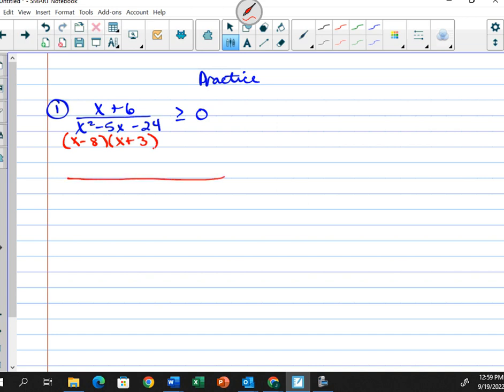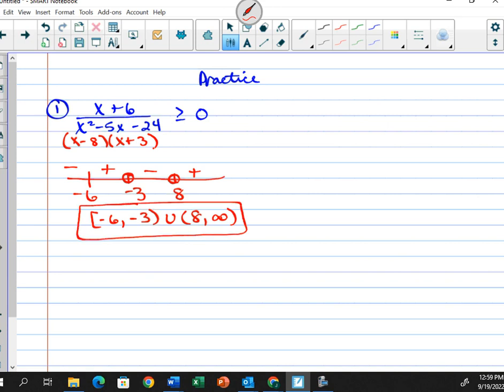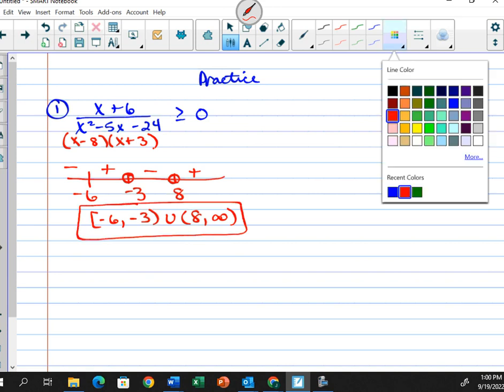All right, guys, just real quick here, make sure we're good. This one wasn't too bad. You did not have to find a common denominator. We have to skip over the 8 and the -3 because those would give me zeros in the denominator. So that's why it's bracket -6, parenthesis -3, parenthesis 8 to infinity. Okay.